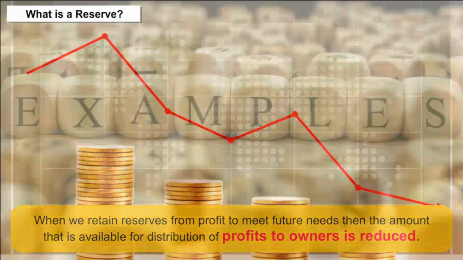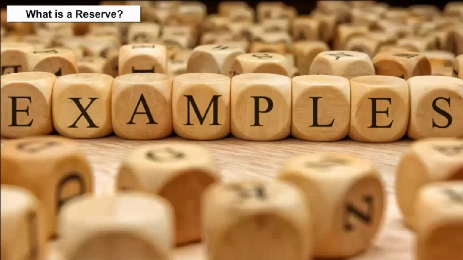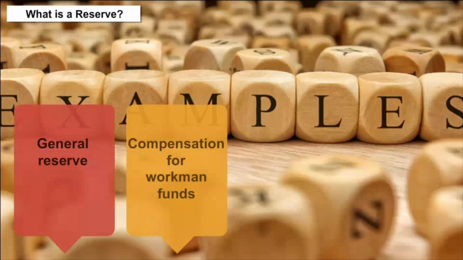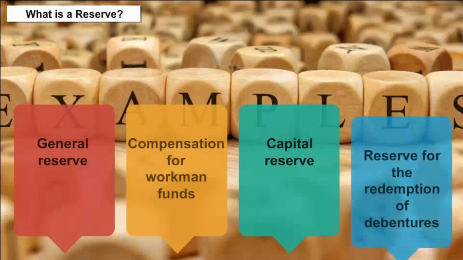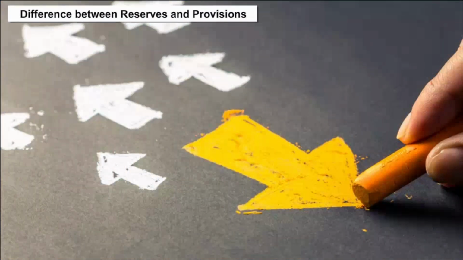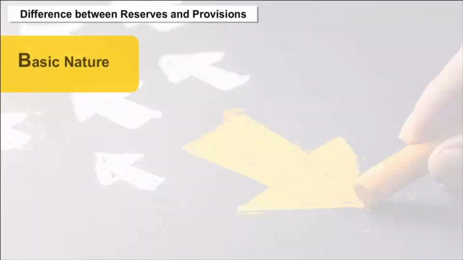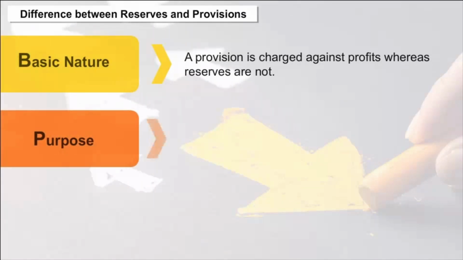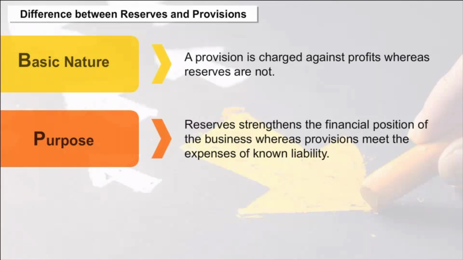Difference between reserves and provisions. Basic nature. A provision is charged against profits, whereas reserves are not. Purpose. Reserve strengthens the financial position of the business, whereas provisions meet the expenses of known liability. Presentation in the balance sheet. Provision is shown under the deductions from the asset side or liabilities side, along with current liabilities, whereas reserves are on the liabilities side after capital.